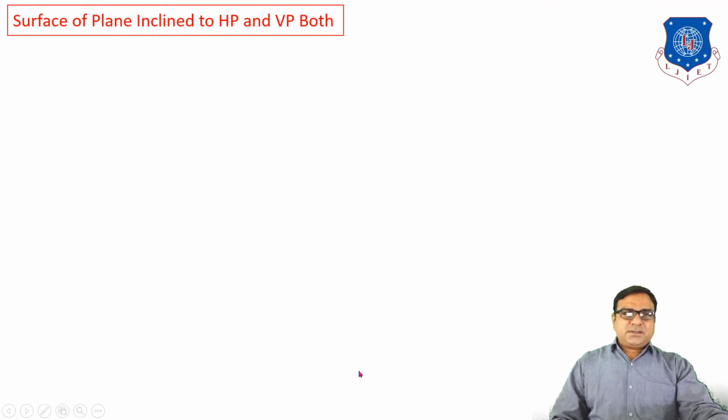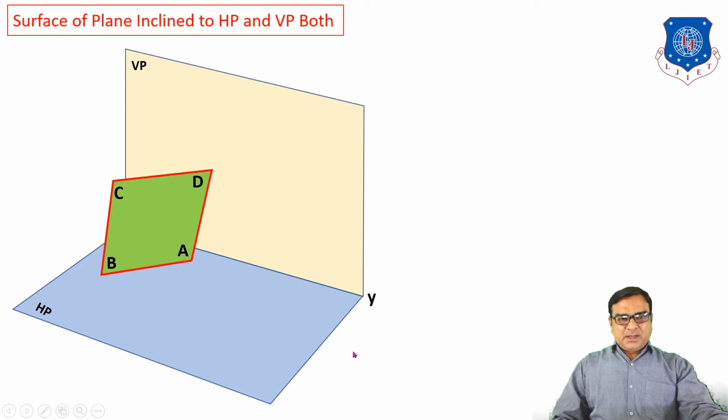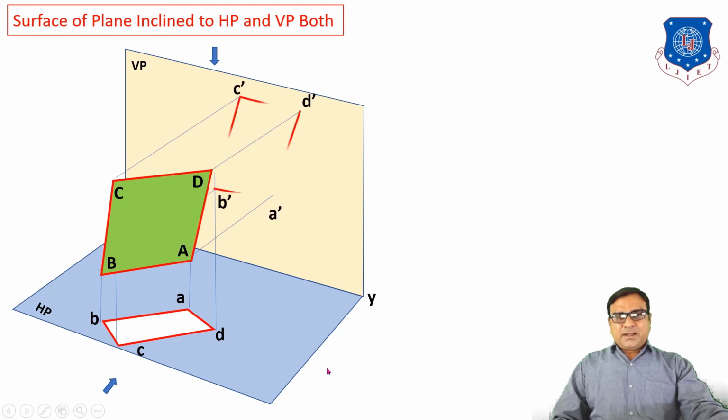Now the very important position of the plane: surface of the plane inclined to HP and VP both. So here, vertical plane, horizontal plane, XY, and keep the plane ABCD in such a way that the plane is not parallel or perpendicular to any reference plane. This plane is inclined to HP as well as VP, meaning inclined to both reference planes. So the top view, the projection of the plane on HP, ABCD, is not a true shape of the rectangle. And the front view on the vertical plane is a rectangle. This is also not a true shape.